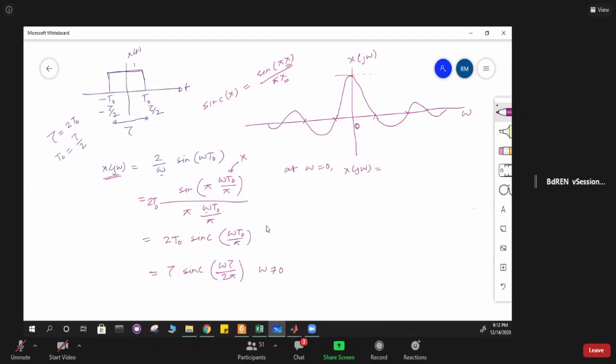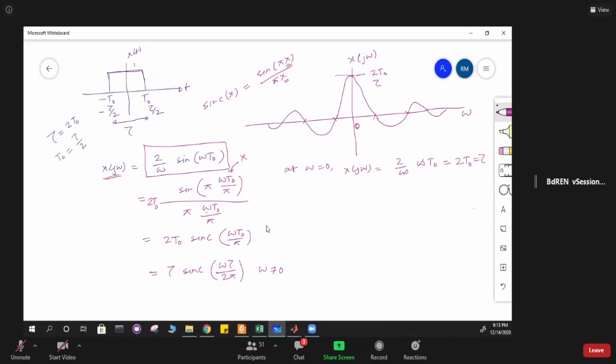So if we use the limiting function in this particular case, we know that the limit of sin x by x, whenever x tends to 0, is basically 1. So from there we can say 2 by omega and omega t0 will be cancelled. So it is basically twice t0, or we can say tau. So this amplitude is basically twice t0 or tau. Is it okay? Is it okay up to this? Yes, okay.